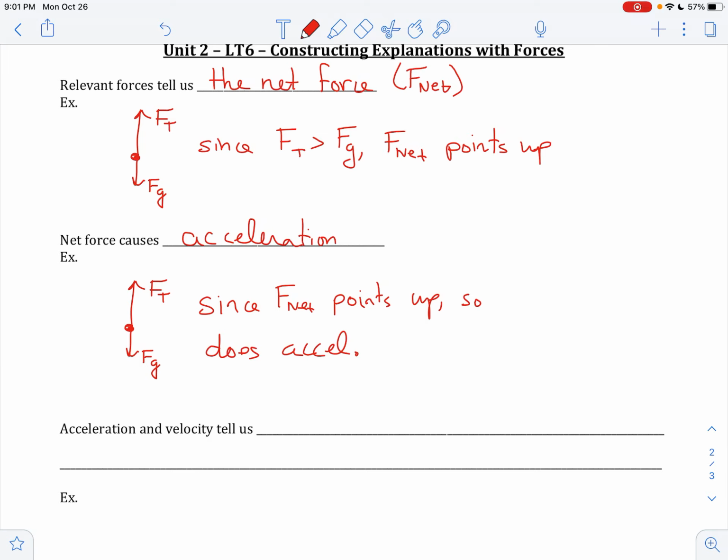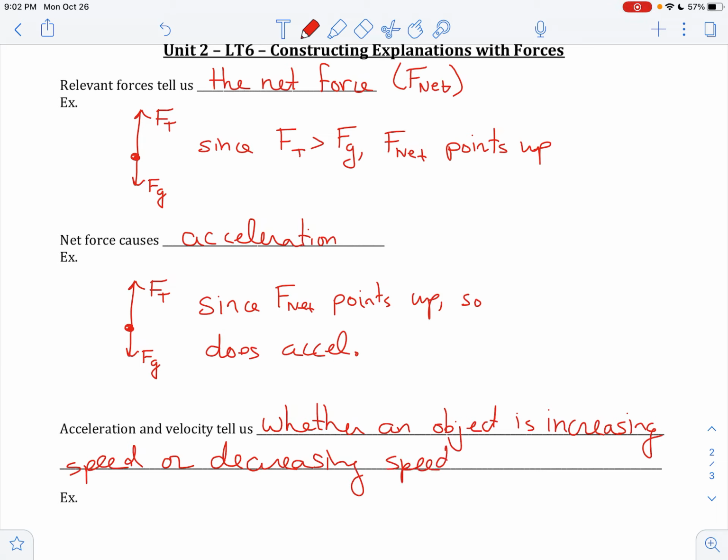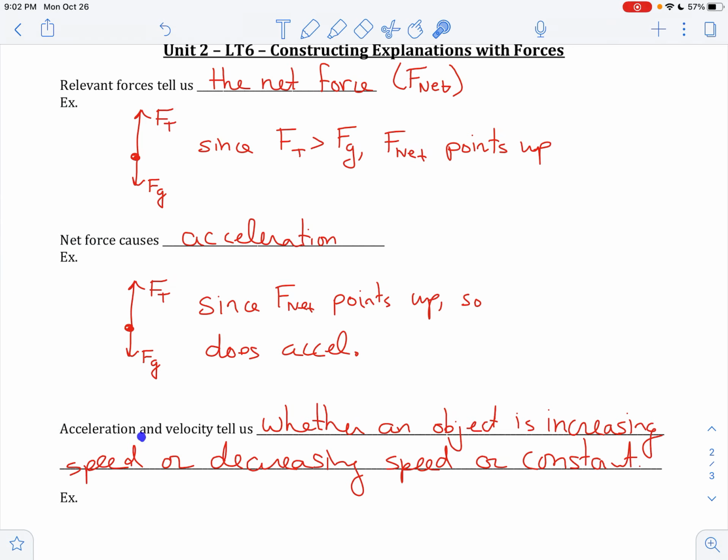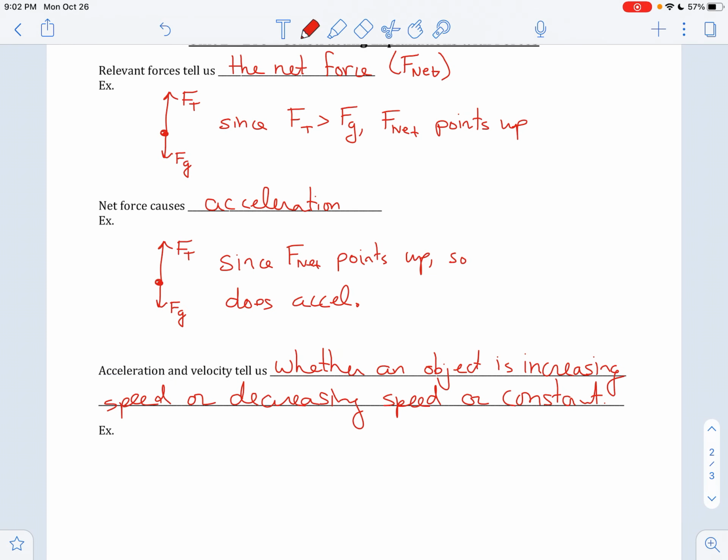All right, acceleration and velocity. So the direction of acceleration and the direction of velocity tell us, this is a longer one, whether an object is increasing speed, or decreasing speed, or constant speed. So the third thing, if we were given the relevant forces, we talk about net force and acceleration. And once we know acceleration, we can say something about the velocity. So some examples down here.